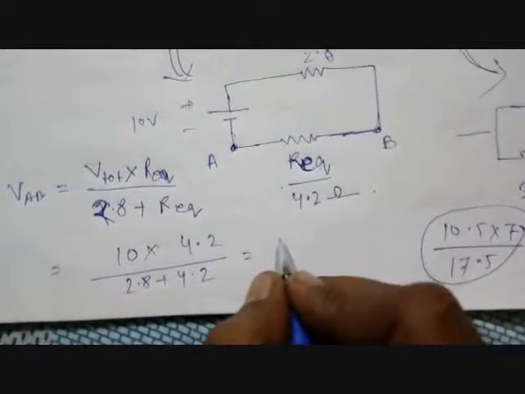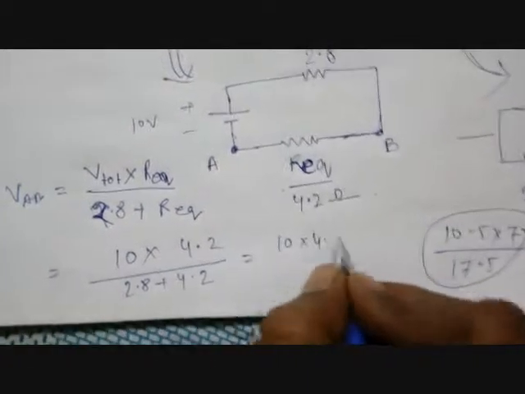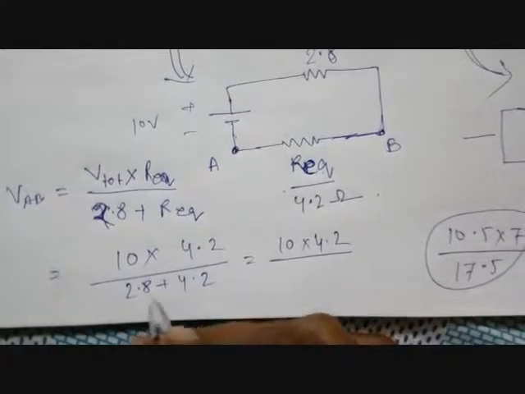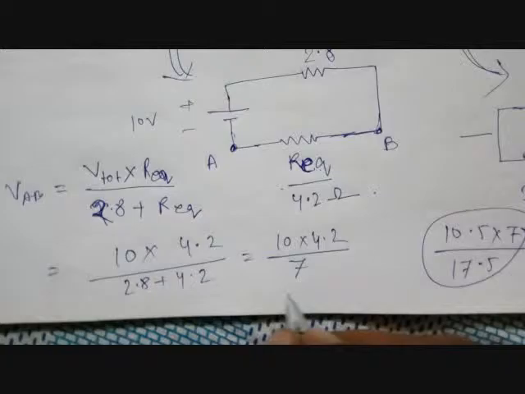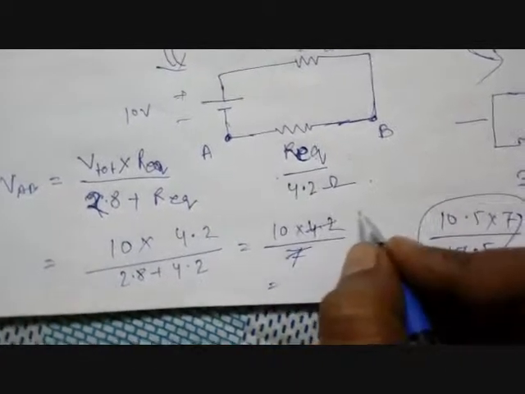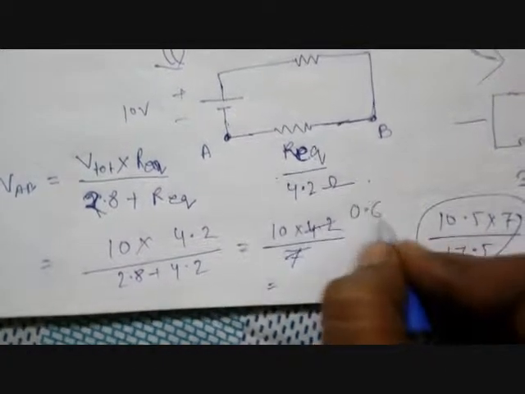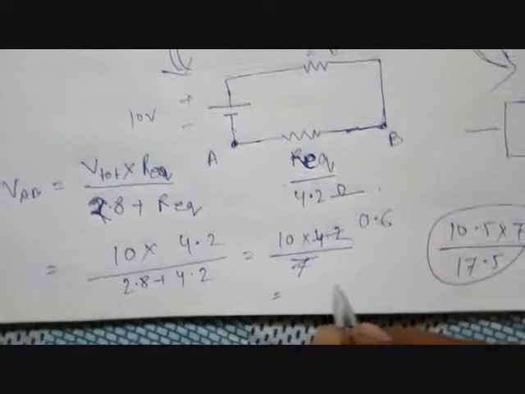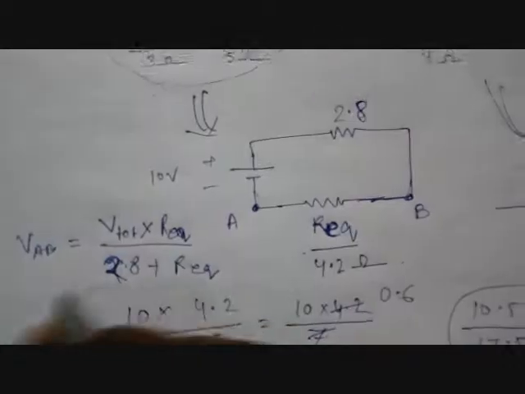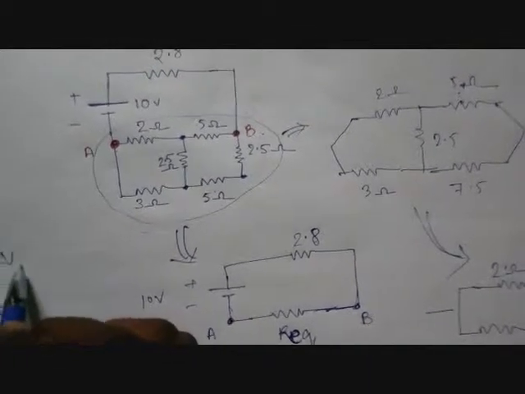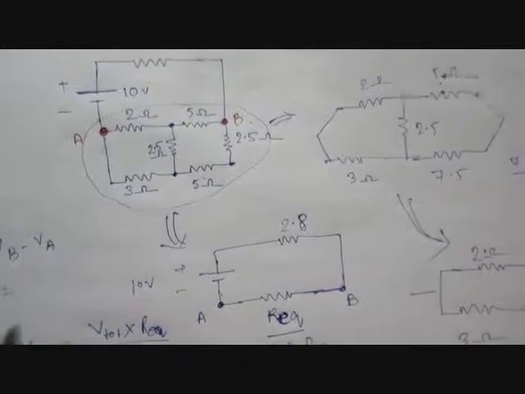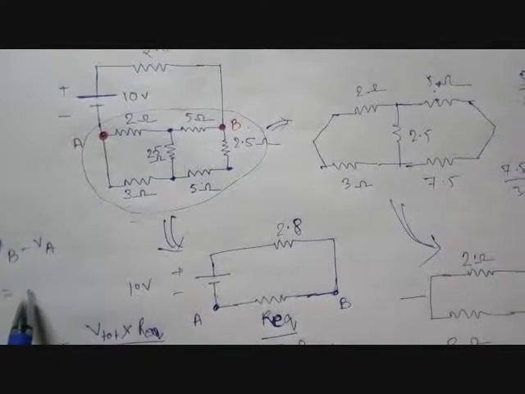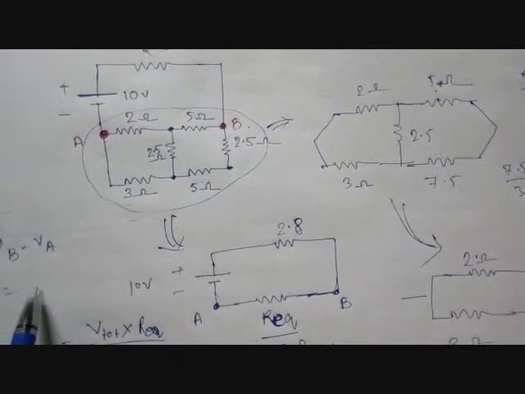That will give you what? 10 multiplied by 4.2 divided by 7, that will be 6 volts. So my final answer, VB minus VA is equal to 6 volts.